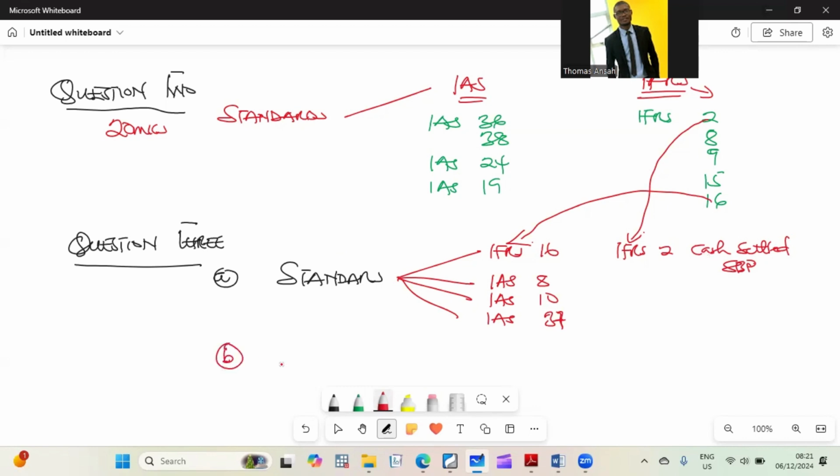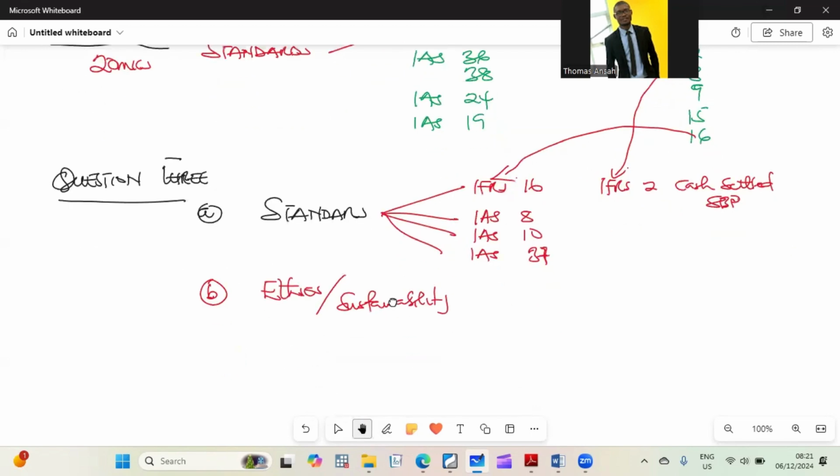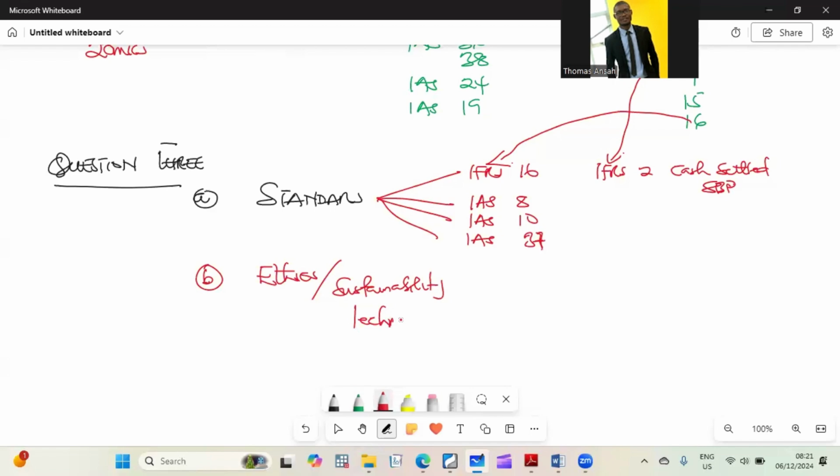Plus the B part of your question 3 will be about ethics and sustainability. And anytime we are talking about this, we shouldn't forget the technologies, emerging technology. Because if you forget, it can be a problem. So we will also be dealing with emerging technologies.